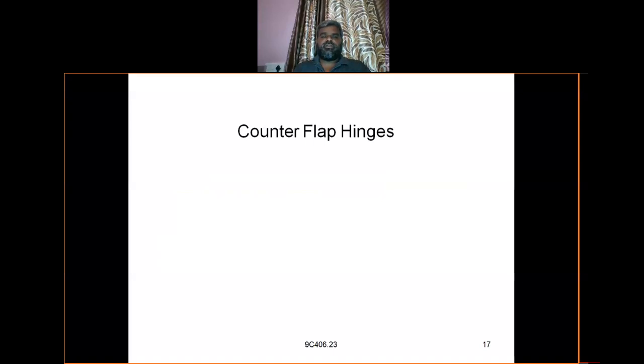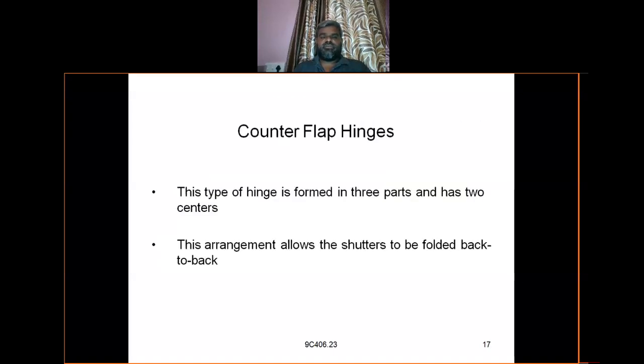Counter flap hinges. This type of hinge is formed in three parts and has two centers. This arrangement allows the shutter to be folded back to back.